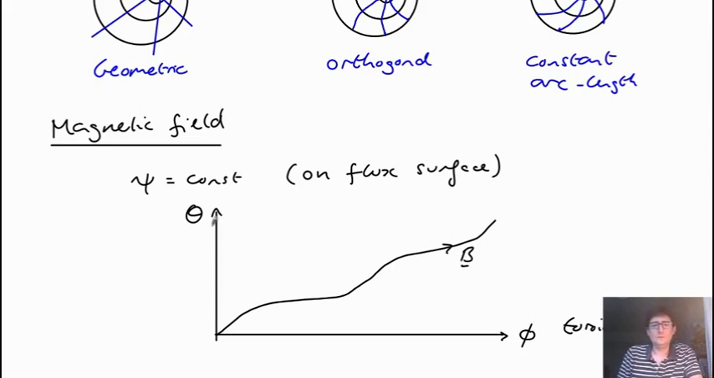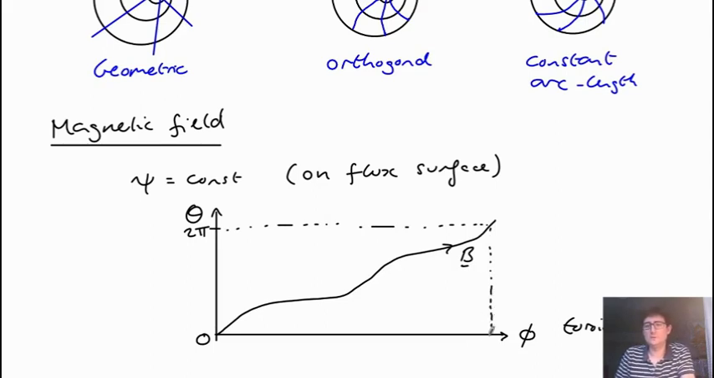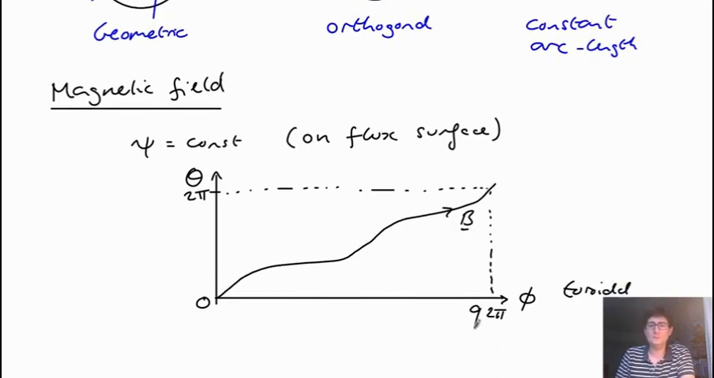Now, after a single turn in the poloidal direction, so after a field line has gone from 0 to 2 pi in the poloidal direction, it will have gone a certain distance in the toroidal direction. In a tokamak, we often use a convention that this is q times 2 pi. So it's gone q times round the torus for every 1 time round poloidally. And generally q is bigger than 1.